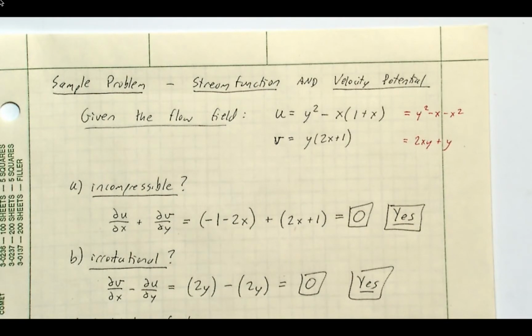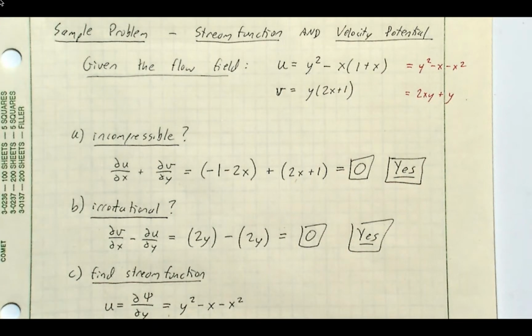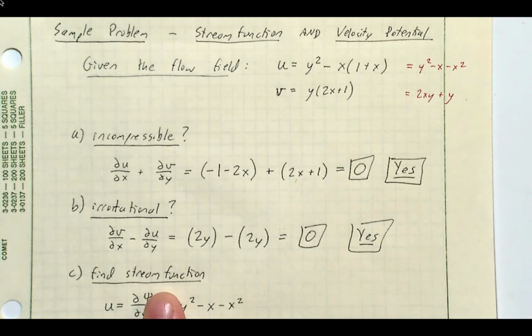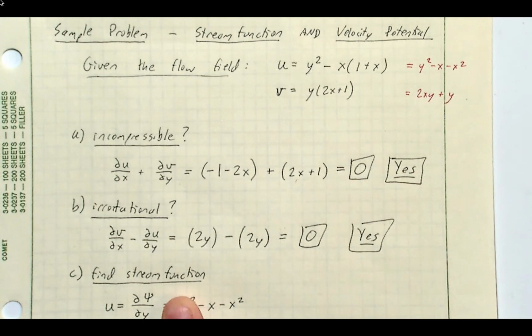So now with incompressible and irrotational flows, we would be able to talk about a potential flow, which is where a velocity potential shows up. But before we get there, part C is going to be finding a stream function. We can only do this if the answer to A is yes. If it's incompressible, we'll be able to find a stream function. If this is not 0, you won't be able to find a stream function for this flow.